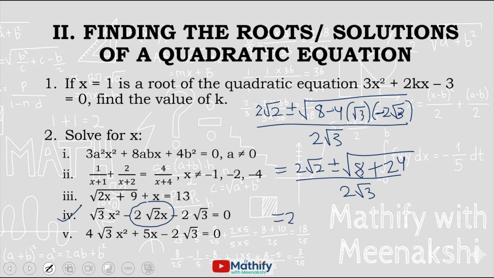Again 2 root 2 plus minus. What is 8 plus 24? That is 32. 2 by root 3. But as you know, you can't solve root 32. It's not a perfect square. So you have to take prime factorization.